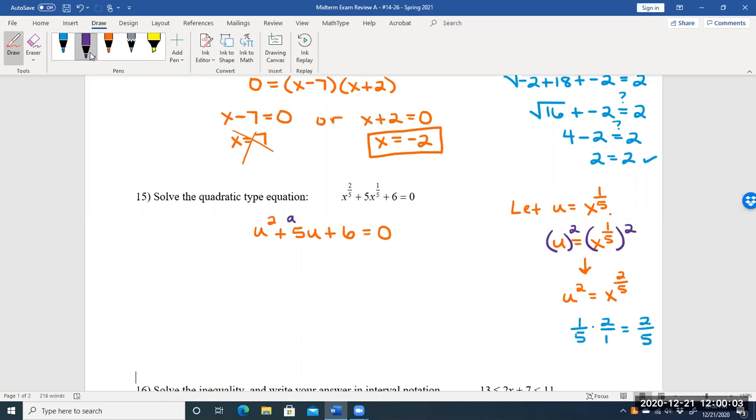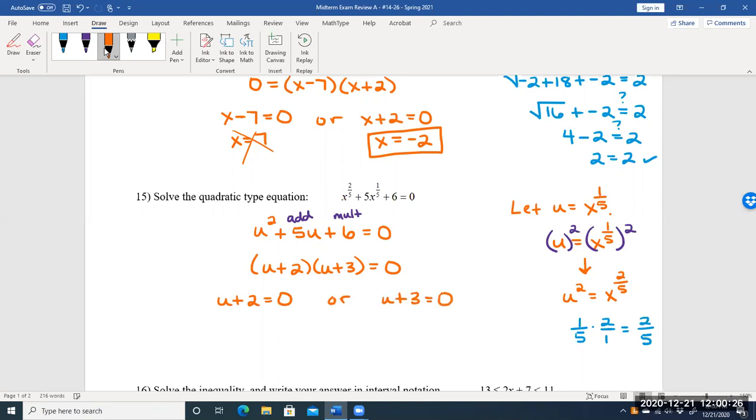I want to look for two numbers that add to 5 and multiply to 6. Those two numbers would be 2 and 3. And so my equation becomes, in factored form, u plus 2 times the quantity u plus 3. I'm going to set each of those factors equal to 0. And I'm going to solve, and I get u equals -2 or u equals -3.